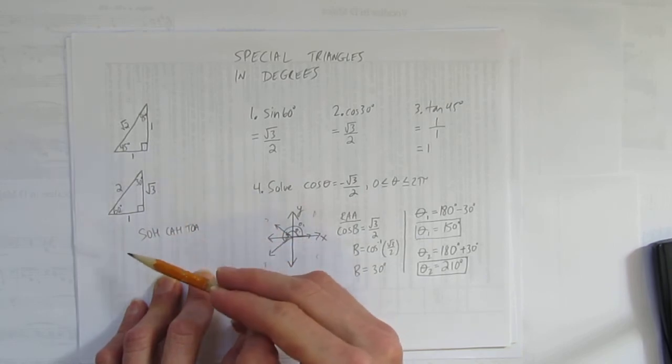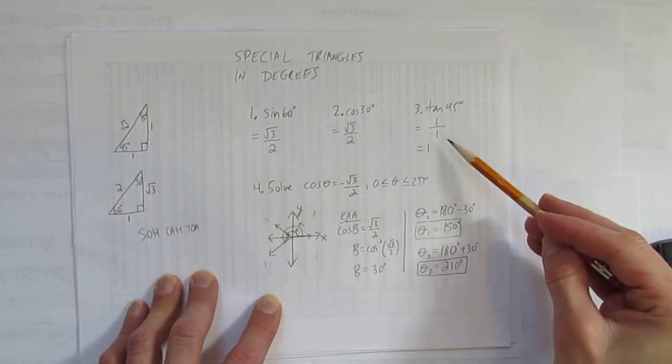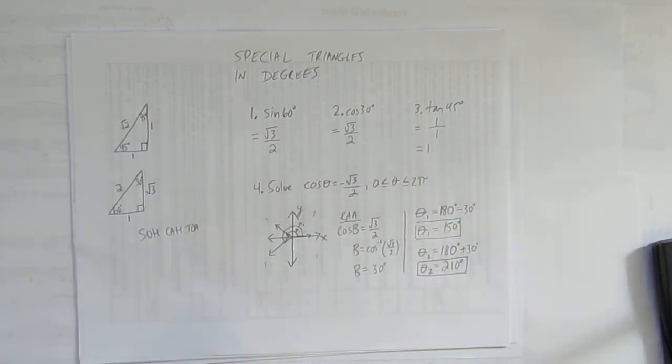Here are the special triangles. Here's a couple of quick examples of how to use them, and here's how to use them in rotations.